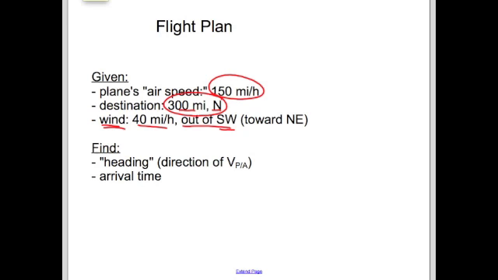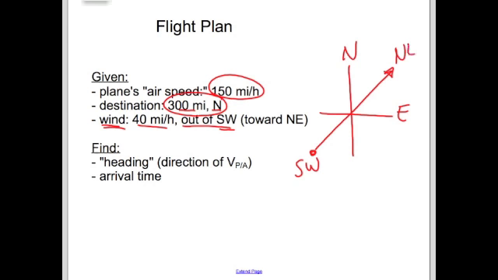If it's blowing out of the southwest, for example, here we can draw our little compass headings. Whoops, that's not south, that's east. North, south, east, and west. Blowing out of the southwest, that's the southwest down here. So it's blowing out of the southwest, which means it's towards the northeast. So when we draw our vector, we'll be going out of the southwest and towards the northeast. That's a common mistake: when you see out of the southwest, many people will draw the vector that way. That's backwards. It's blowing in the other direction.